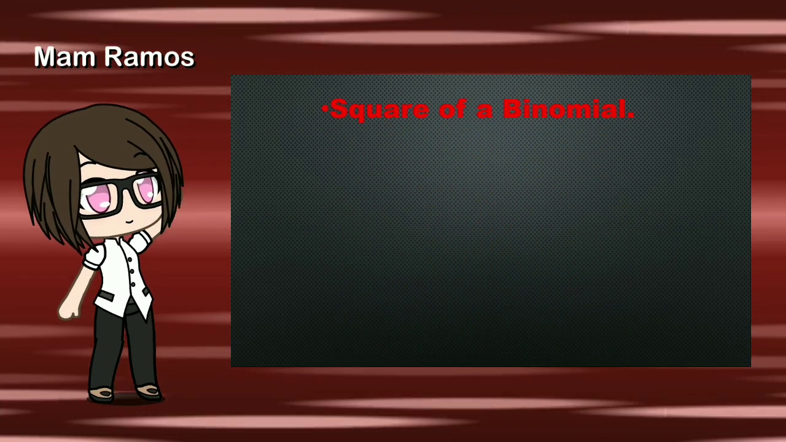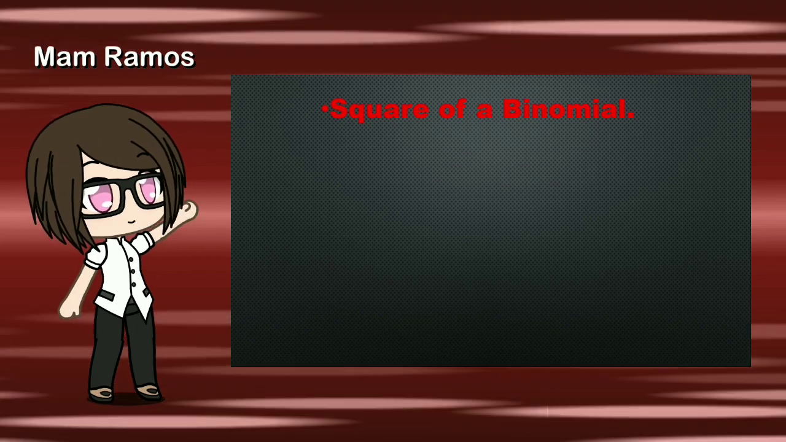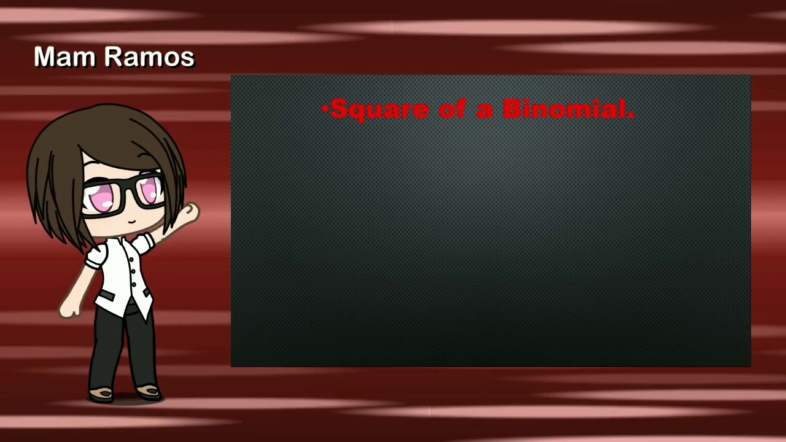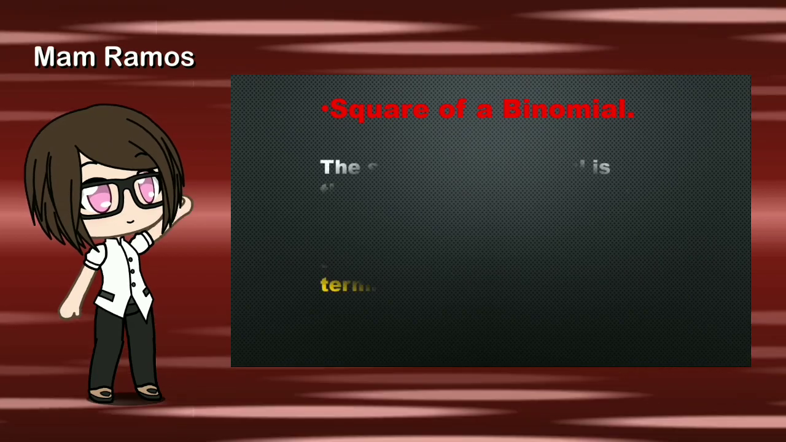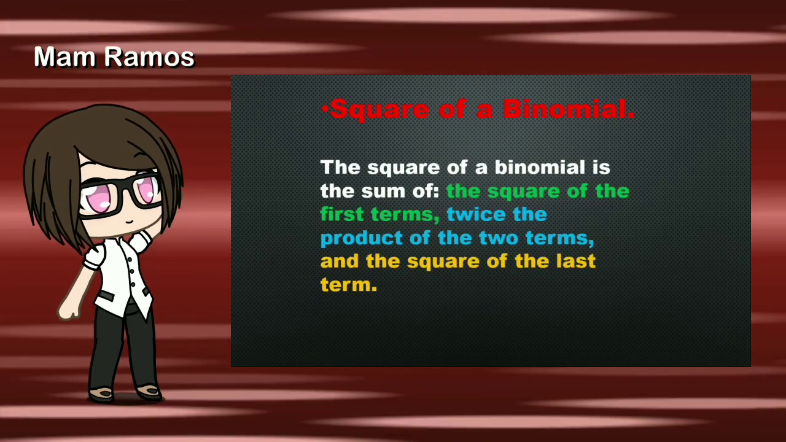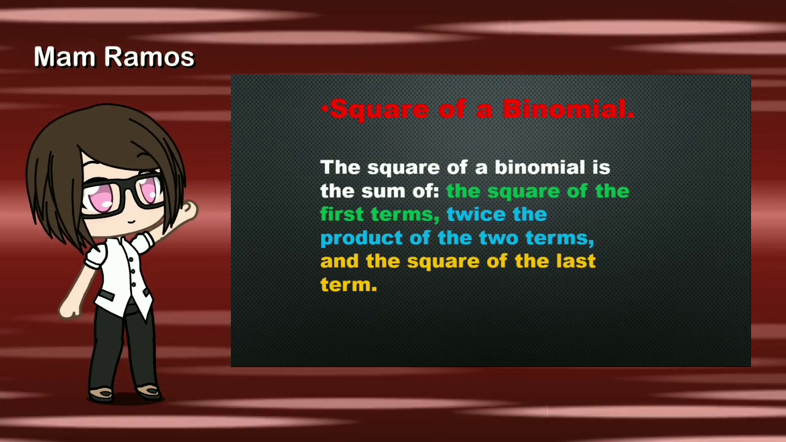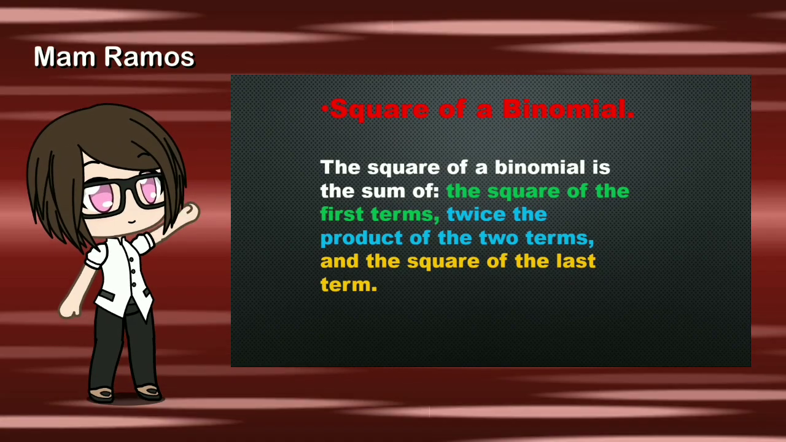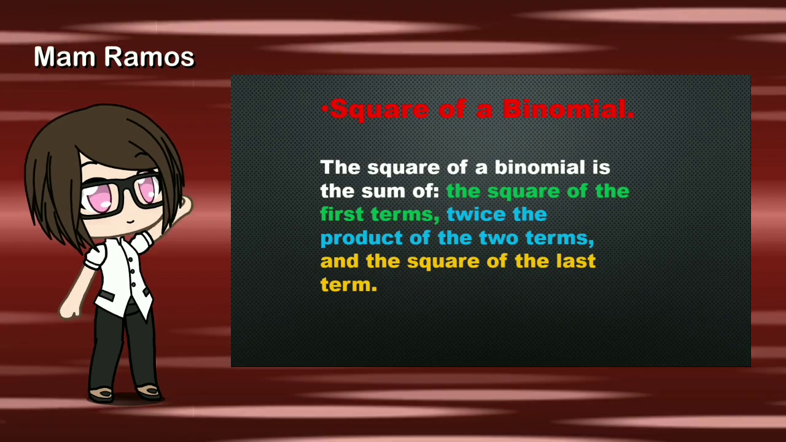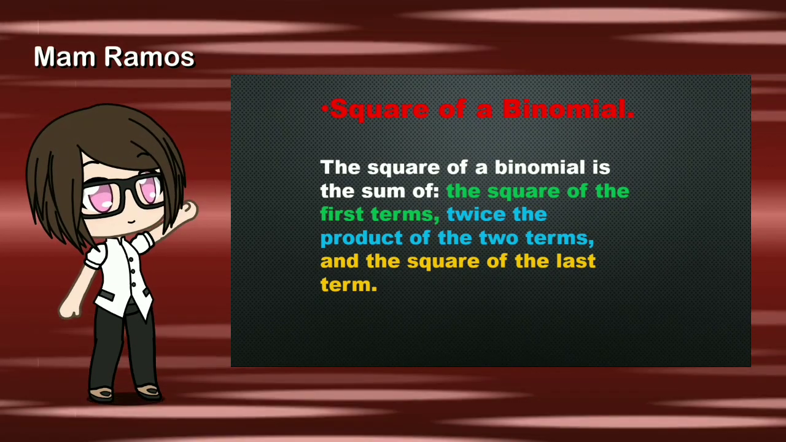We have the first type of special product, the square of a binomial. What is this all about? It is the square of a binomial: the sum of the square of the first term, twice the product of the two terms, and the square of the last term.